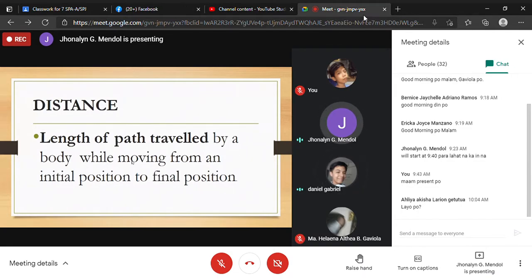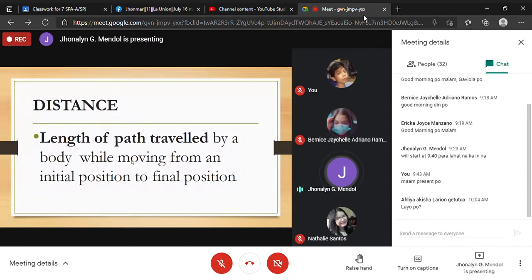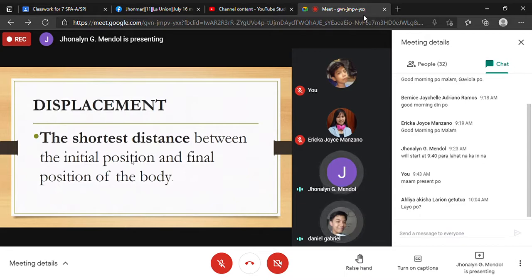Okay, can you get now what is distance? Yes po. Distance is just simply gaano kalayo. Yun lang in Tagalog. Is it clear? Yes po. Okay, let's have displacement.